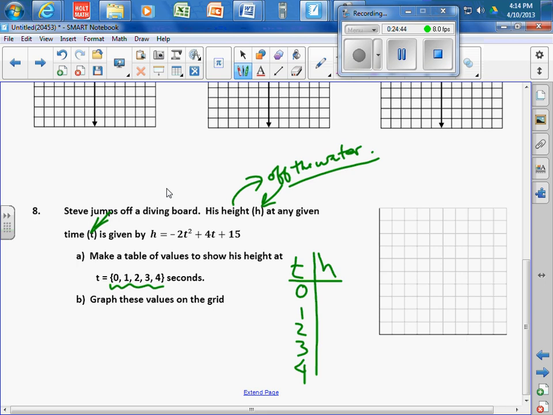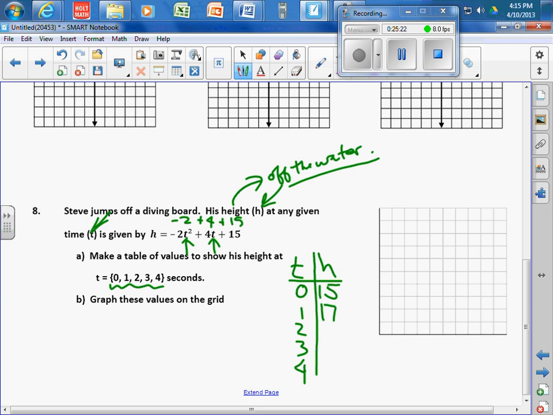So we're going to plug in 0 for t here and t here, and we get what? 15 feet. So that means the diving board is actually 15 feet off the water. Now, he springs off the diving board, and 1 second later, where is he going to be? Well, we're going to plug in 1 here, and we get 1 squared is 1. That would be negative 2. Negative 2 plus 4 times 1, that would be 4, plus 15 is 17. So a full second later, he's at 17 feet.